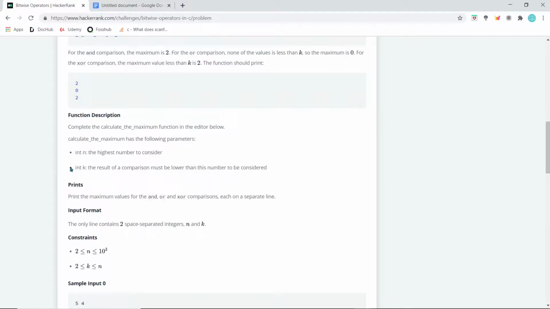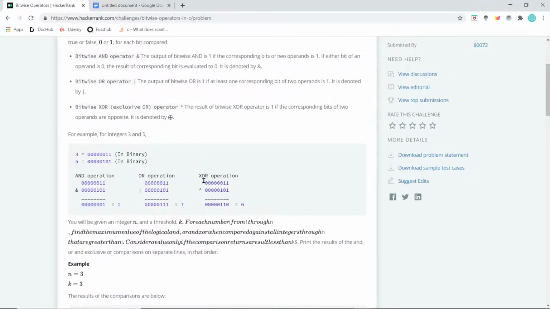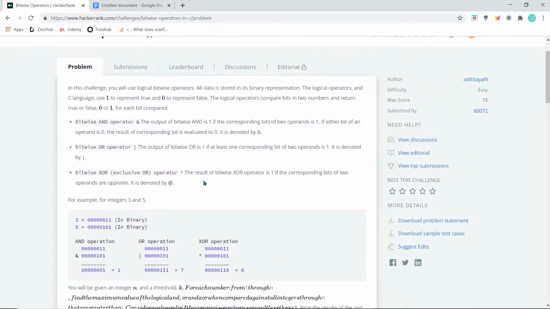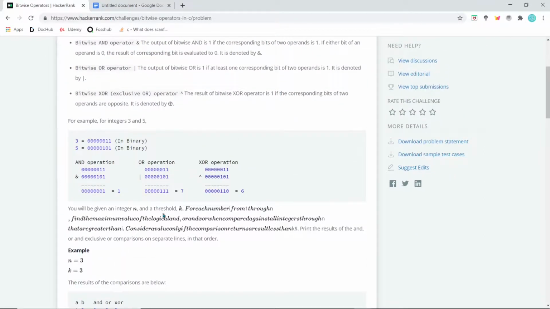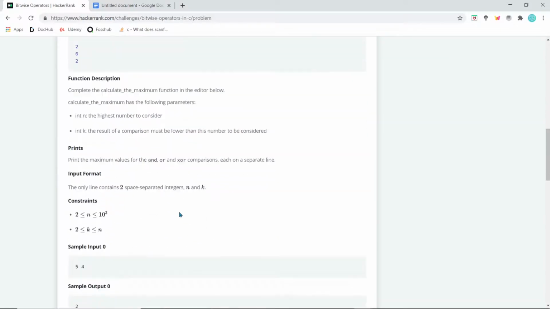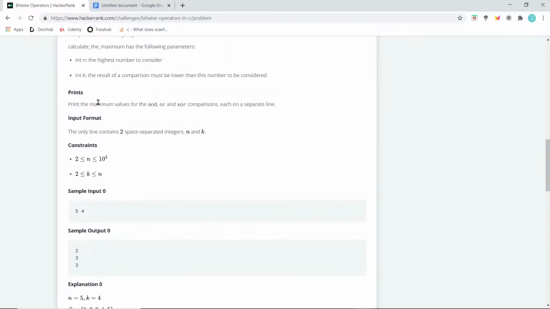So this is our limit, right? This one was our threshold. Here it was mentioned. Right? Where is k? Okay, here we have threshold k, right? Here we have threshold k, and next we have the input, the print format. Print the maximum values for the AND, OR and exclusive OR comparisons, each on a separate line.